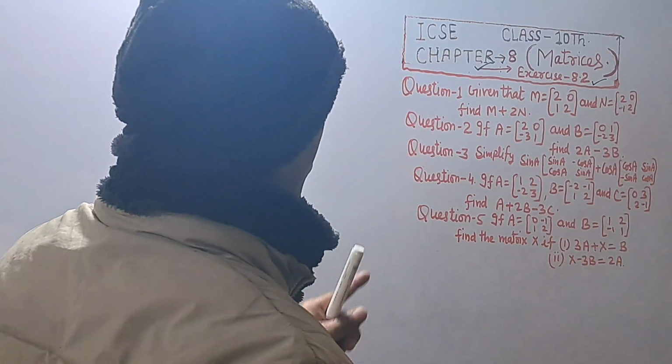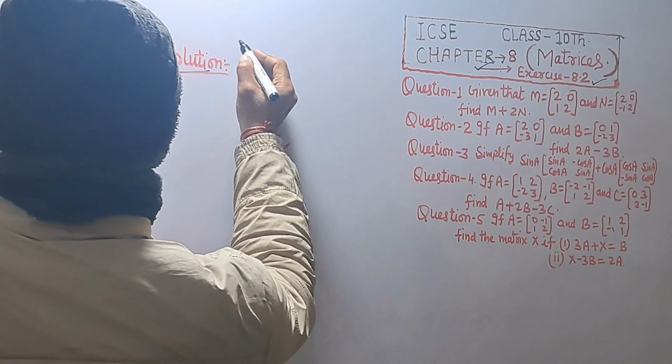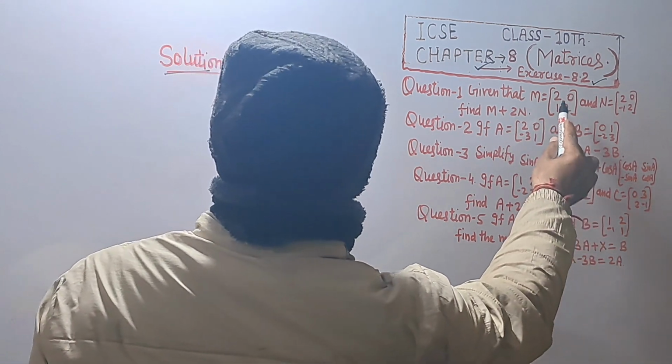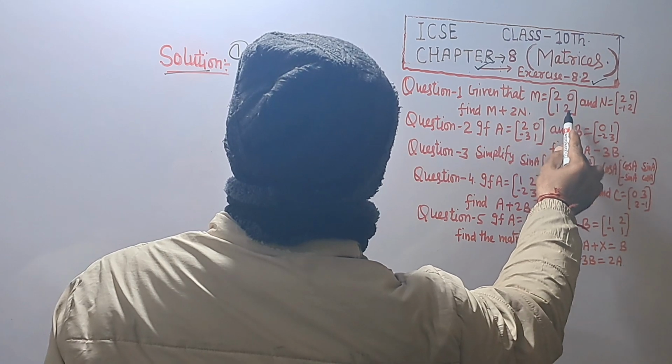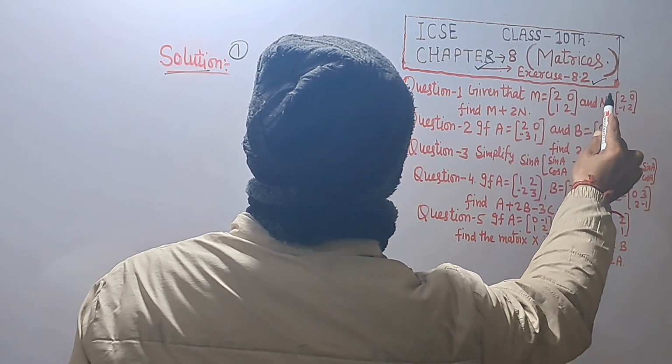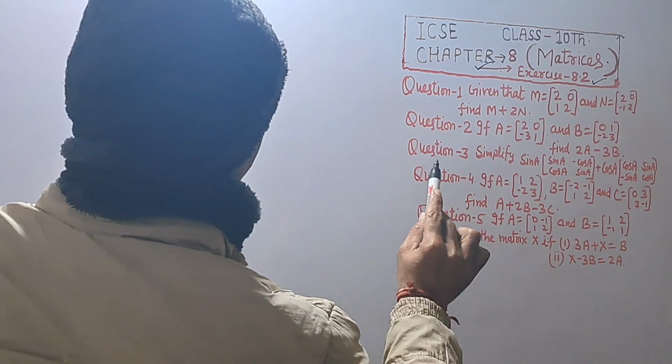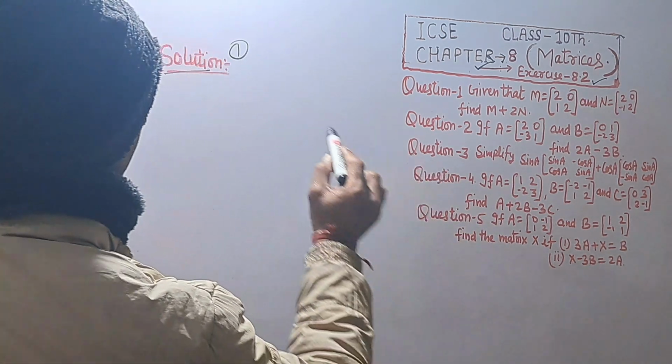Exercise 8.2, question number 1. Given m is equal to [2, 0; 1, 2] and n is equal to [2, 0; -1, 2]. Find m plus 2n.